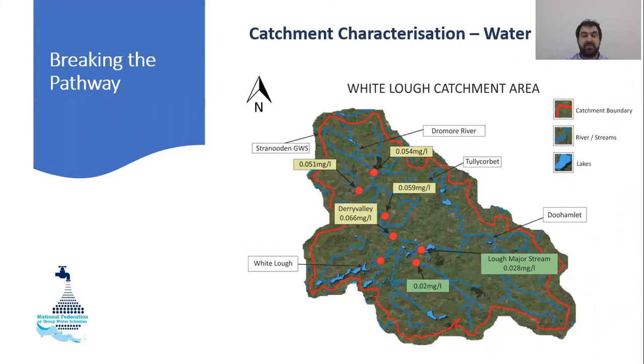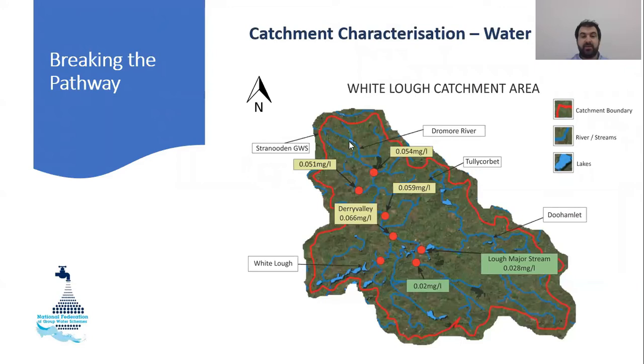In other settings, measures aimed at breaking the pathway, or a combination of source reduction and pathway intervention, may be required. And this was the case with Whitelock in County Monaghan, which is the source of the Sternuden Group Water Scheme, and was also one of the pilot sites for the Federation's Phase 2 Source Protection Project, which commenced in 2018. Now, on screen is a map of the Whitelock catchment, and Whitelock itself is positioned down in the southwestern corner of the catchment.